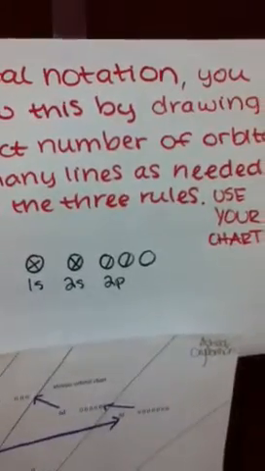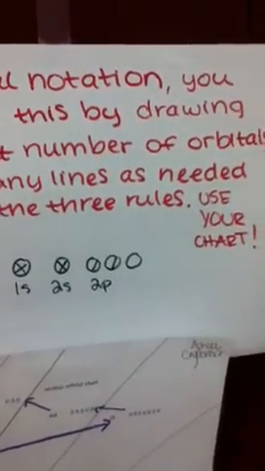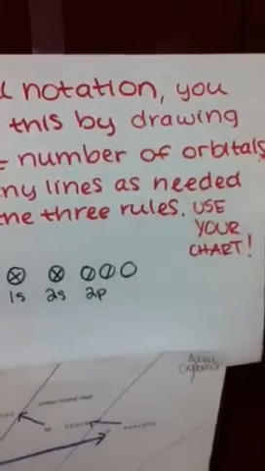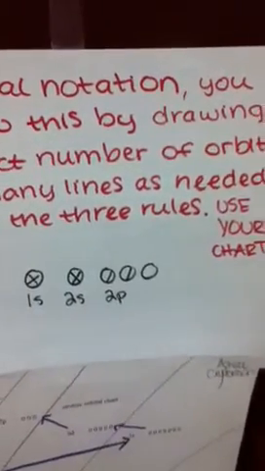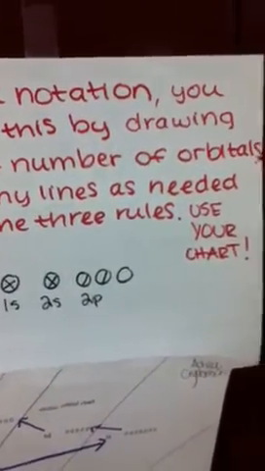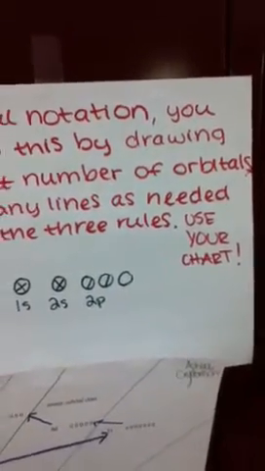And in 2p you have 3 orbitals, and you can put 2 more lines in that. But you can't put 2 lines crossing in the first one because you have to fill out all of those circles. Okay.